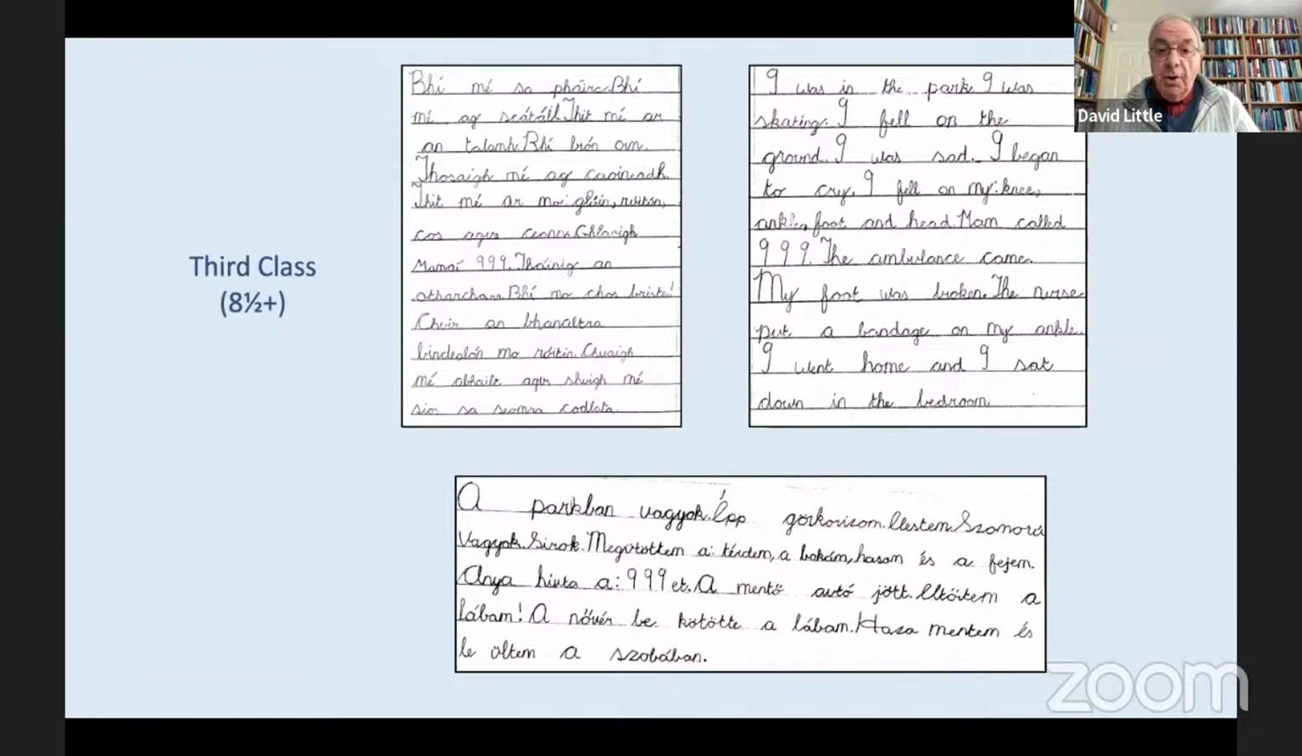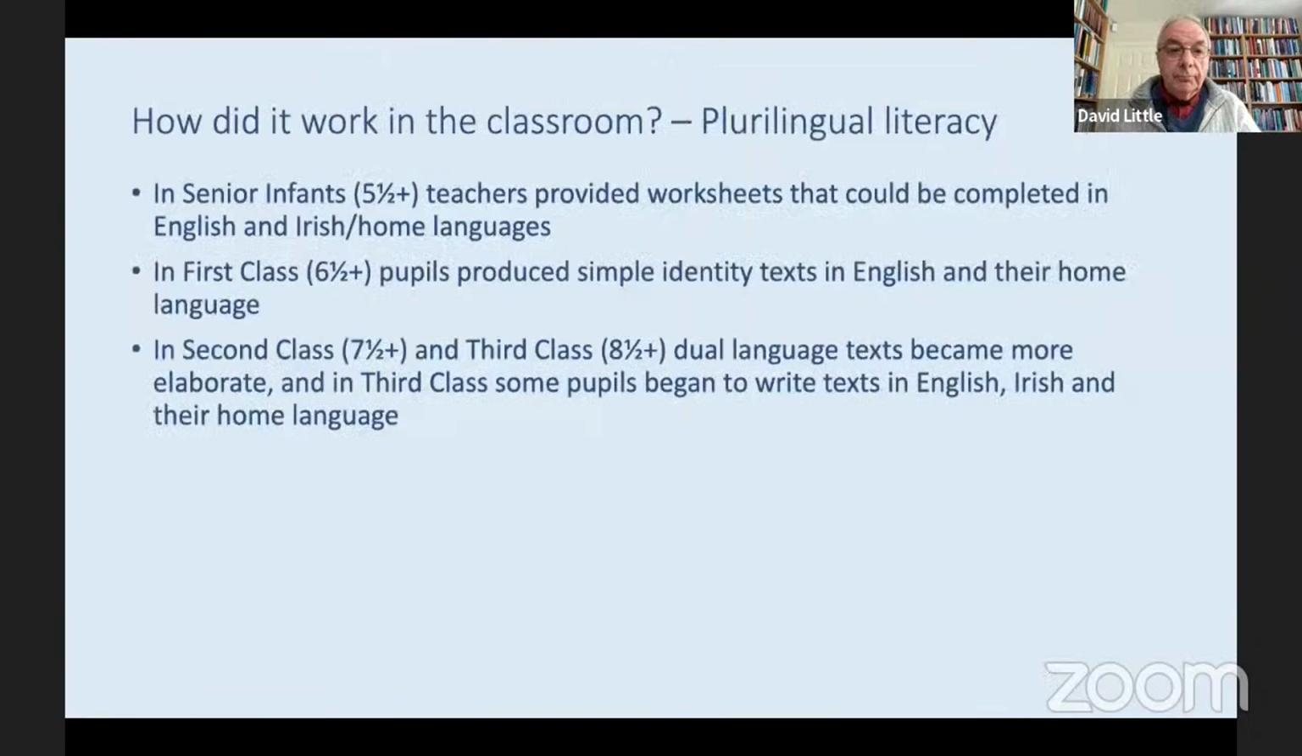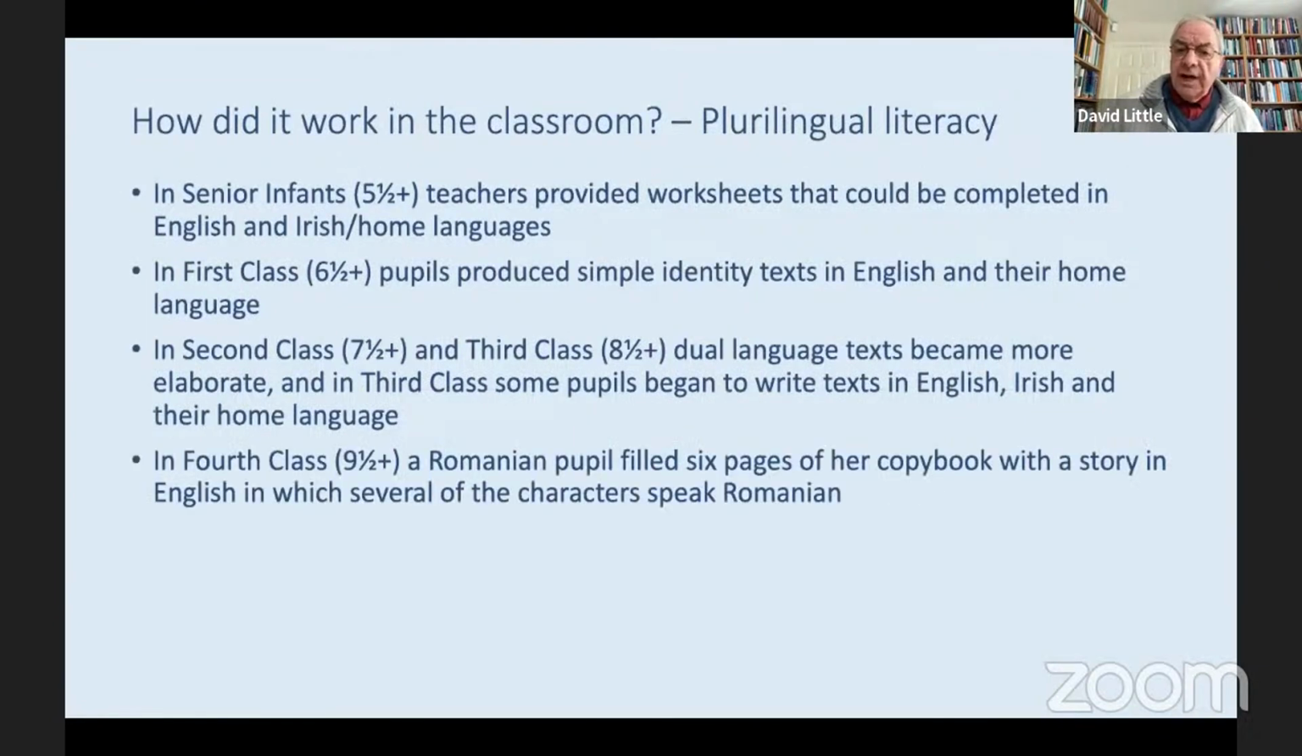But this pupil also produced a version of the story in her own language, Hungarian. In fourth class, a Romanian pupil filled 6 pages of her copybook with a story in English in which several of the characters speak Romanian.